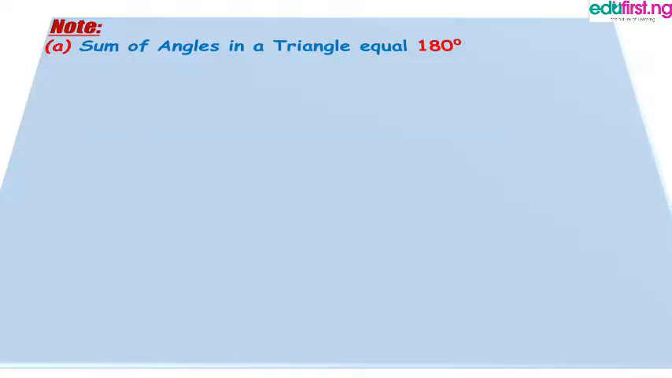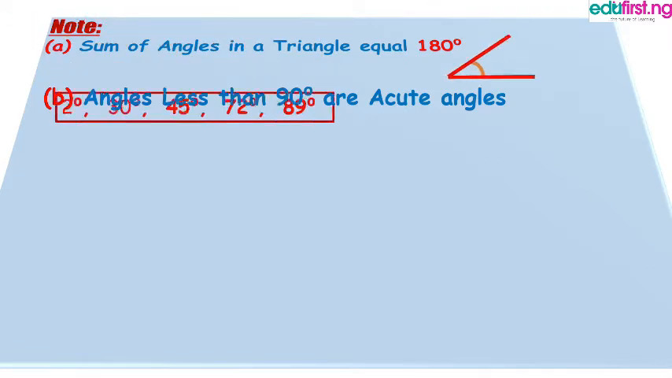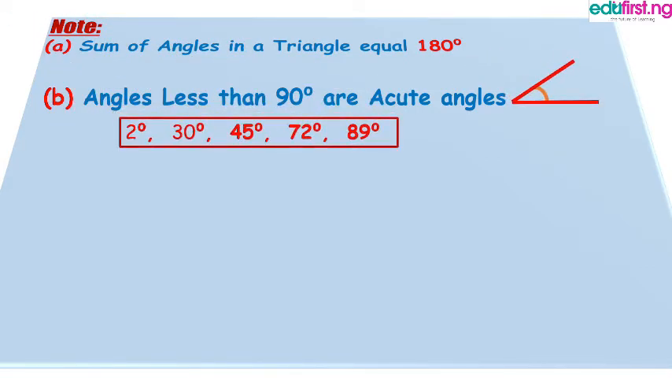of angles in a triangle is equal to 180. Also note that angles less than 90 degrees are called acute angles. That is angles like 2 degrees, 30 degrees, 89 degrees. In as much as they are less than 90 degrees, they are acute angles. In the figure, you see a horizontal line meets a slanted line at a particular point where they form an angle which must be less than what? 90 degrees. Such angles are called acute angles.